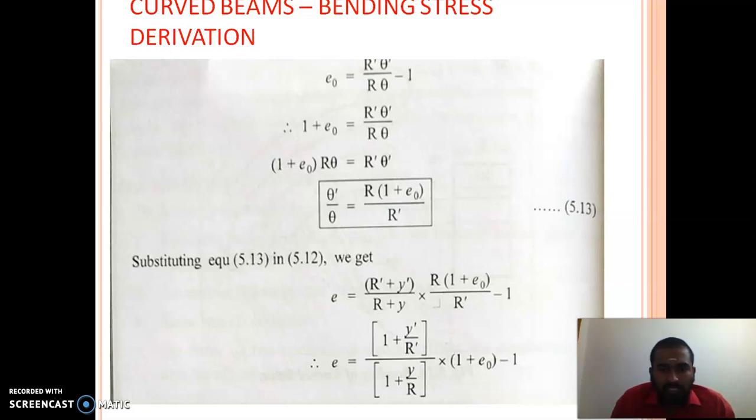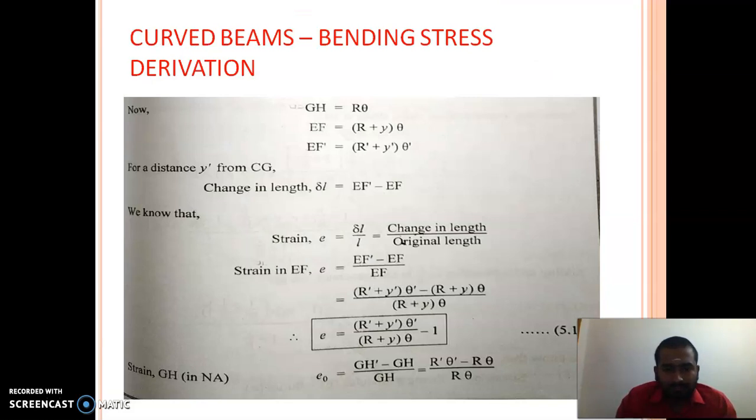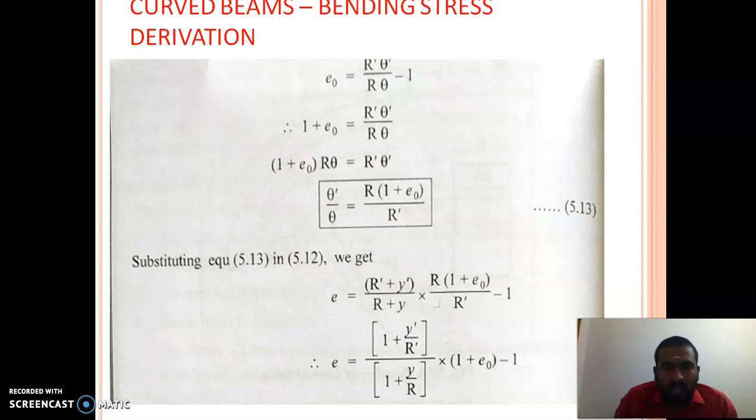I am going to substitute this in the strain equation of the EF layer. In equation 5.12, instead of theta dash by theta, I am substituting R into 1 plus E0 divided by R dash. The equation will be coming like this. After that I simplify it, and I can easily derive this equation: E is 1 plus Y dash by R dash divided by 1 plus Y by R, into 1 plus E0, minus 1. If you only watch this lecture, you will not be able to understand what I am telling, but if you simultaneously solve along with what I am telling, you will clearly understand.